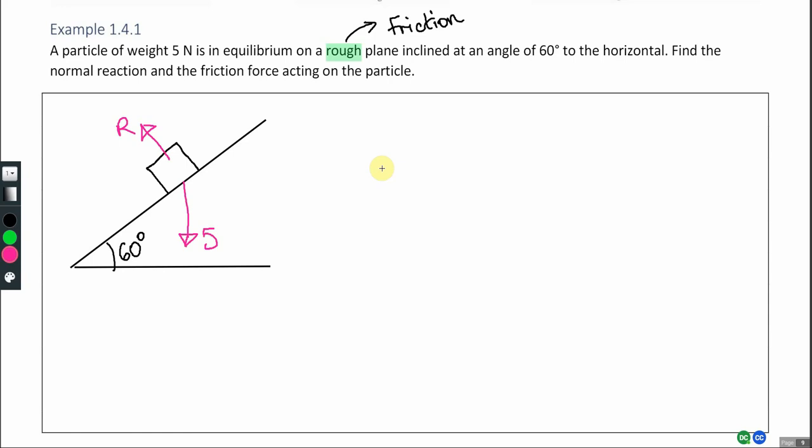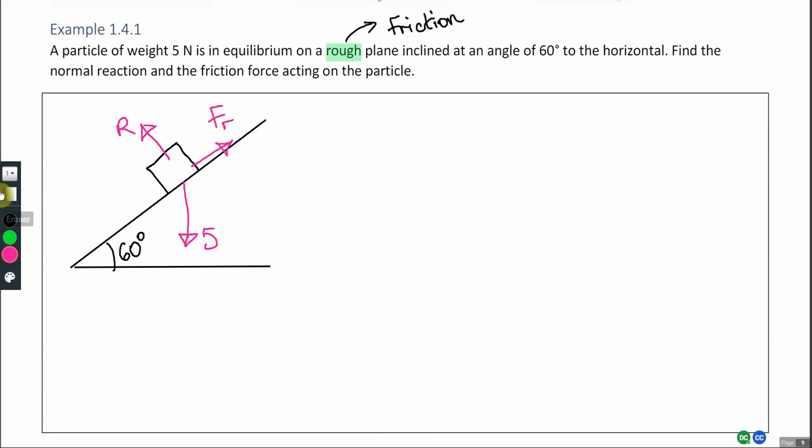Well, think about if this was a smooth plane, if it was a smooth surface, which way would the particle slide? Obviously, it would slide down the slope. So therefore, friction, which always acts in the opposite sense to motion, will be acting up the slope. Friction tries to stop things moving. So if friction wasn't there, it would definitely slide down the slope. There's nothing to make it magically move up the slope. For that reason, friction must be acting up the slope.